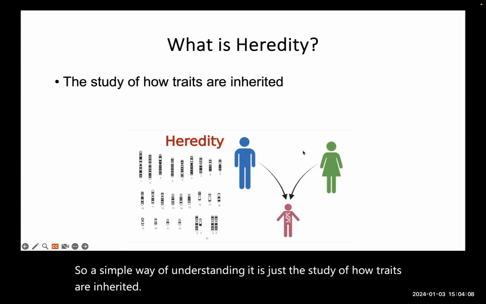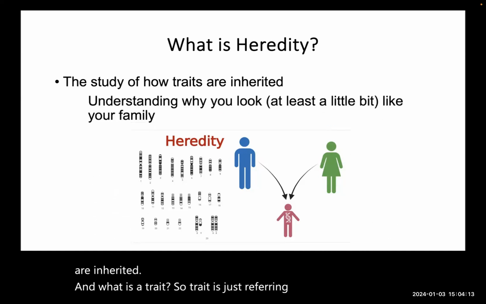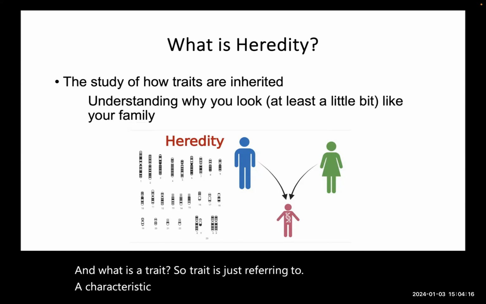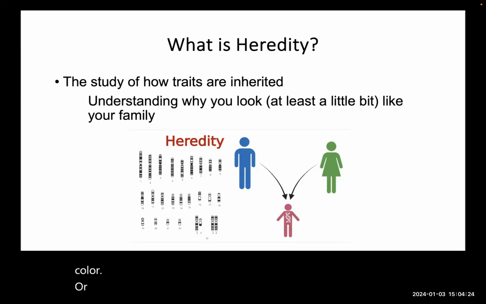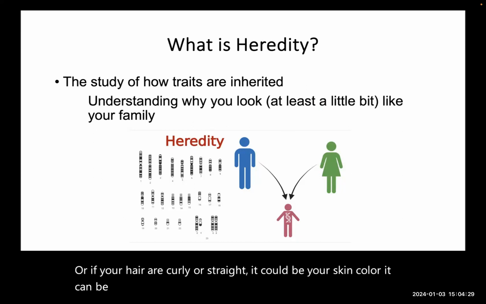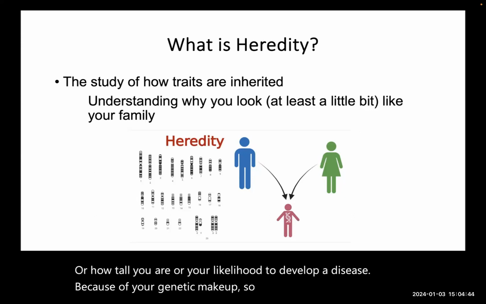And what is a trait? So trait is just referring to a characteristic that we have, like it can be your eye color, your hair color, or if your hair is curly or straight. It could be your skin color. It can be whether you have the widow's peak on your forehead, or how tall you are, or your likelihood to develop a disease because of your genetic makeup. So those are all examples of the traits.